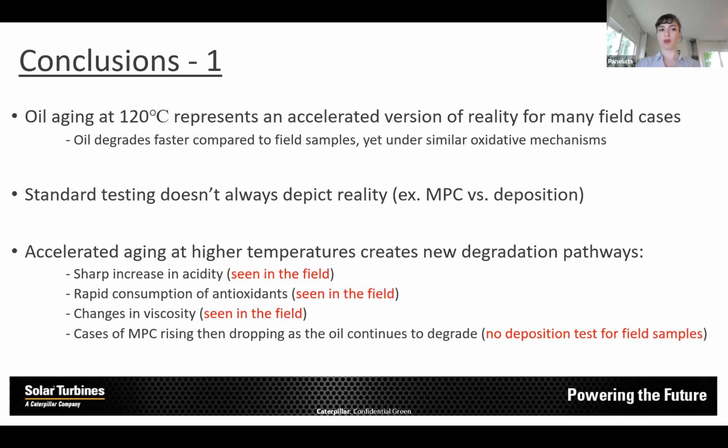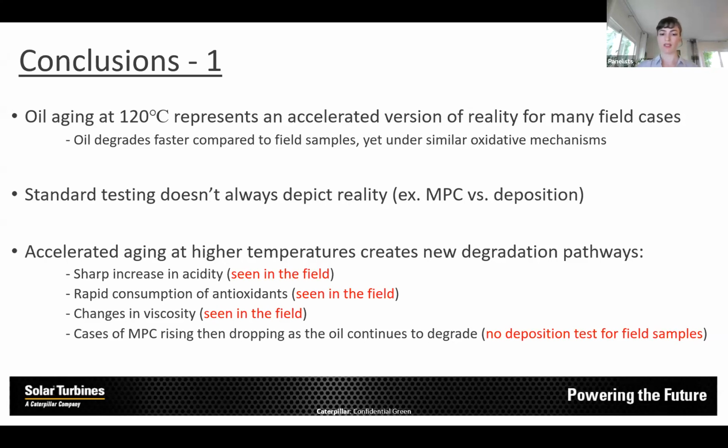So what do we learn from all this data, aside from it being so much fun to receive these pictures and these numbers back? First of all, that oil aging at 120 degrees Celsius does represent an accelerated version of reality for a lot of the field cases. So even though the bulk of the oil, and I'm speaking from the Solar Turbines perspective, is not sitting at 120 degrees the entire time, we do find out that the oxidative mechanisms that we get from the 120 degrees Celsius test are very similar to a lot of the samples that we are getting from the field. So there seems to be a pretty good correlation between our test and the field data.